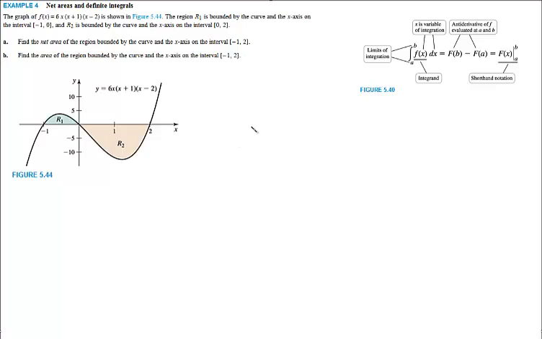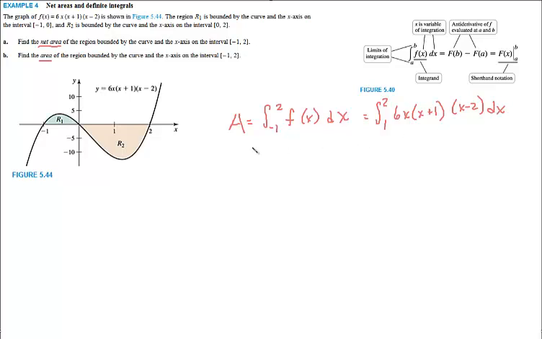In this next example we're going to be looking at both net area and area. Let's get the net area first, is what we've been working with. Our net area is going to be from -1 to 2 of our f of x dx. They give us this function here. Oh nice, 6x times (x plus 1) times (x minus 2) dx.